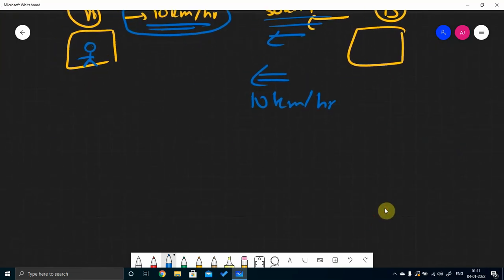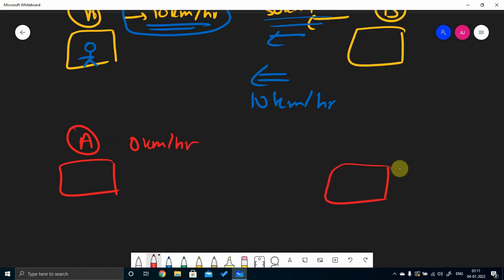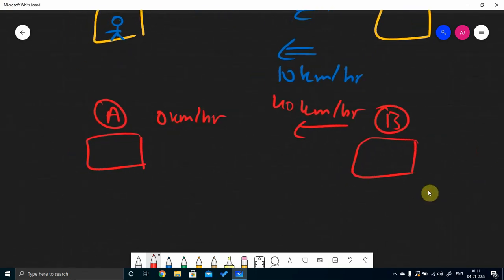So what our final situation would look like is that A would come to rest, while B would actually be moving with 40 kilometers an hour. What this entire scenario means is that if you were sitting in car A from the initial point itself, it would seem as if you are at rest, but car B is coming towards you with a velocity of 40 kilometers per hour. Now that is kind of interesting, right?